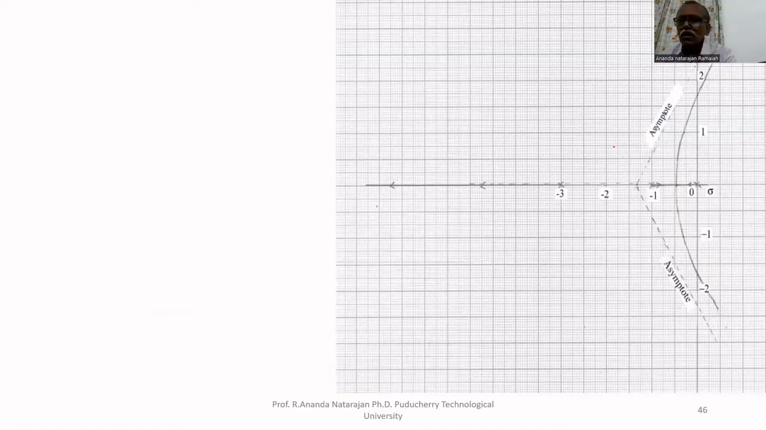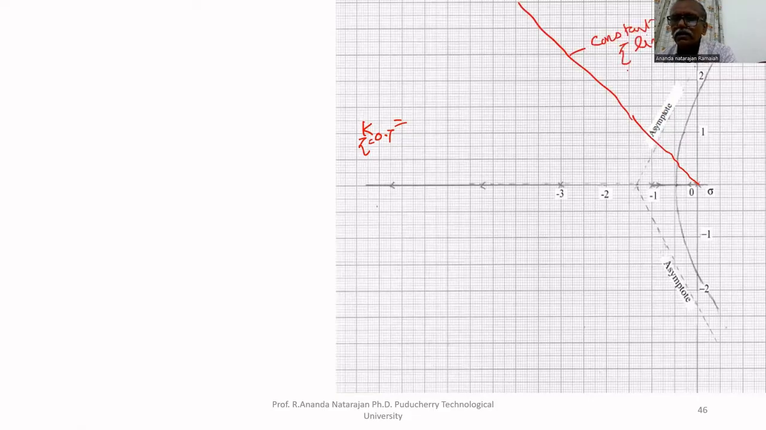Suppose I want to find the value of k for a zeta value of 0.7. For that, I will draw a line, that is a constant zeta line, zeta equal to 0.7. The angle made with the negative real axis is 45.5 degrees, because cos inverse of 0.7 equals 45.5 degrees.